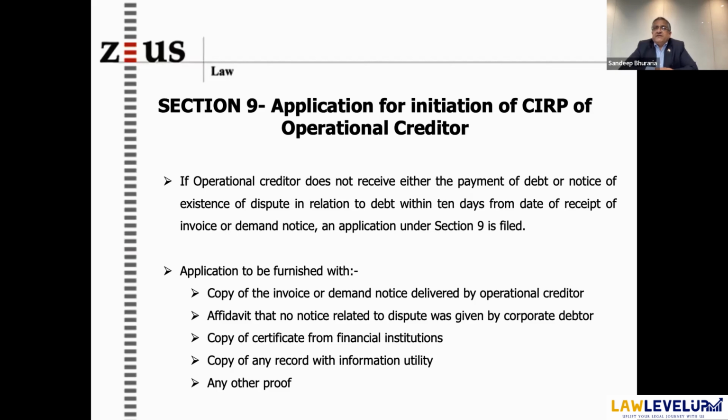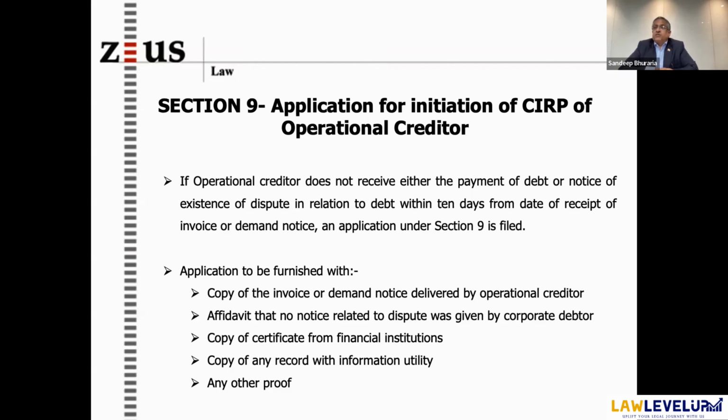Now, I'll clarify something over here. The demand notice has to be issued under Section 8, and pursuant to the issuance of the demand notice, the proceedings can be initiated under Section 9. Now, once a proceeding under Section 9 is initiated, the application that is filed before the adjudicating authority has to be accompanied by certain documents which are mandatory in nature. Now, what are those documents?